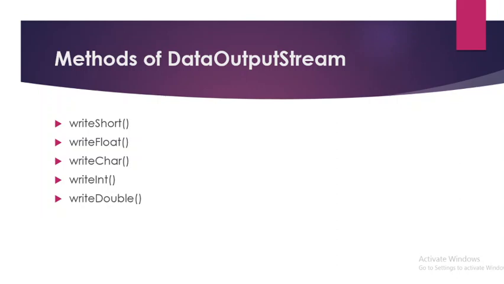Write double, this is used to write a double number into the output stream. Write boolean, this is used to write a boolean value into the output stream. Write long, it is used to write a long value into the output stream. Write bytes, this is used to write bytes to the output stream.